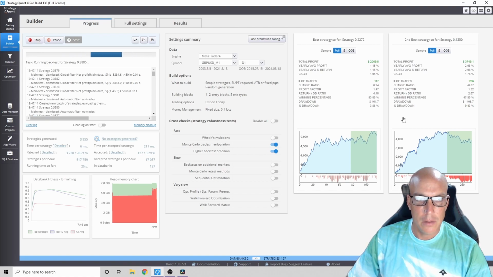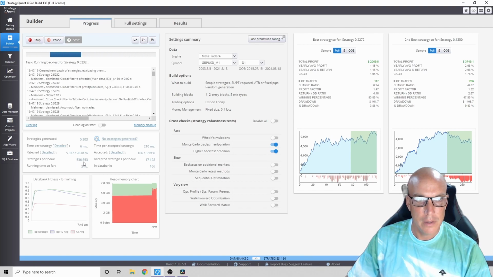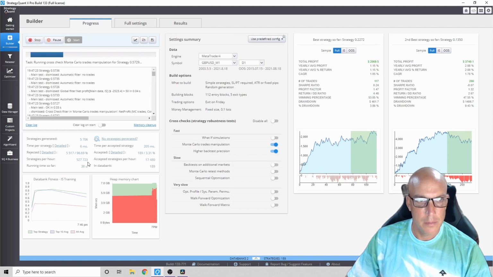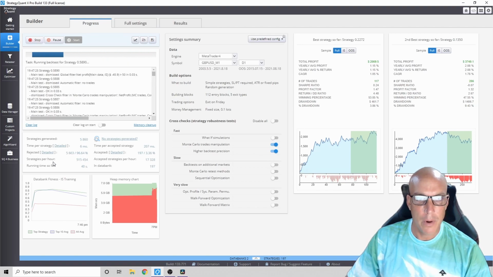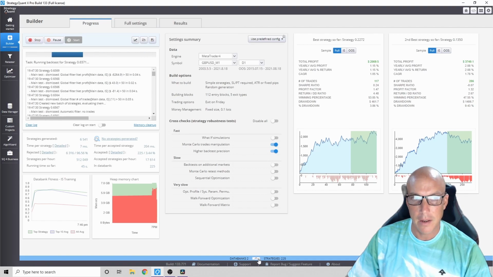And so strategies per hour, just leaving this, it will come up with, well, 500,000 strategies if you just left it alone, and the ones that are passing are going into this data bank right here.